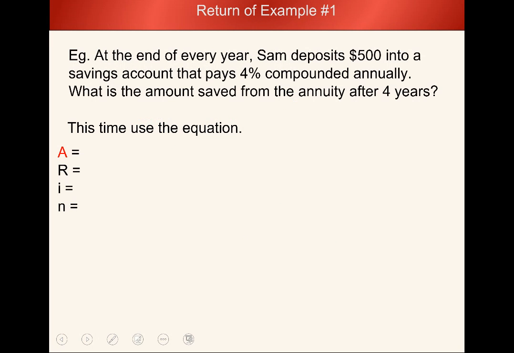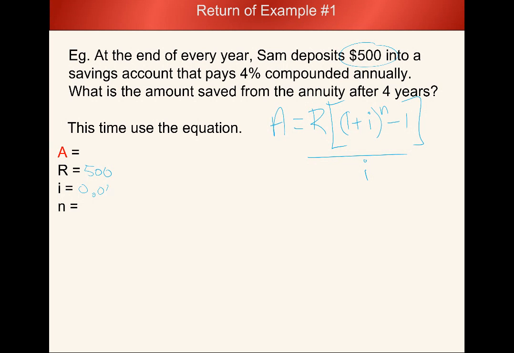So let's try and apply that formula. Again, it's A equals R, big bracket, 1 plus i to the power of n minus 1, all divided by i. A is what we're trying to find. R is the regular amount, so you're putting in $500 each time. The interest rate is 4%, and it's annually, so we don't have to divide it up. We just have to convert it to a decimal. That's 4% as a decimal. And the number of times you're going to do it, if it's compounded annually, is once a year for 4 years, so it's 4 times.